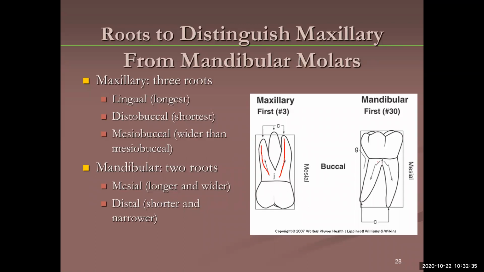The mandibular has 2 roots. What I don't like about this picture is look how short this root trunk is. And that is not really indicative of a mandibular molar. That root trunk should be a little bit larger. When you have 2 roots, the mesial is going to be larger and longer than the distal.